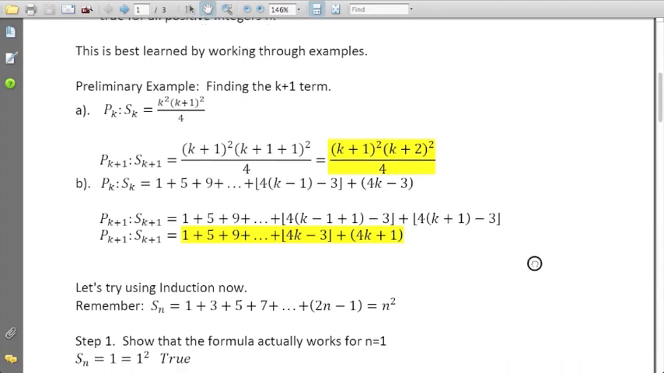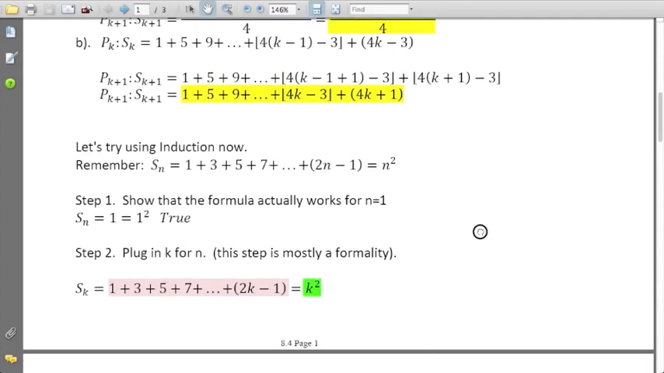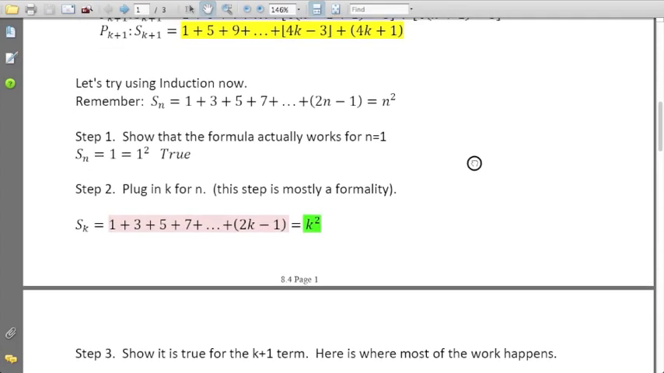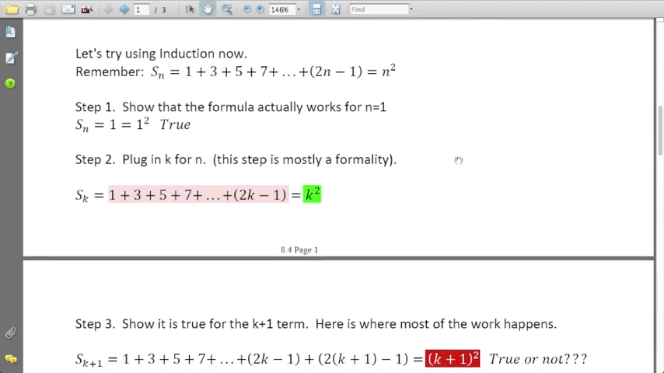So let's look at induction. We're going to go back to the original problem we had. The question is, if I add up the first n odd integers, does it equal n squared? Does that work for just some numbers, or does it work for all odd numbers like this? So we're going to take it a step at a time.